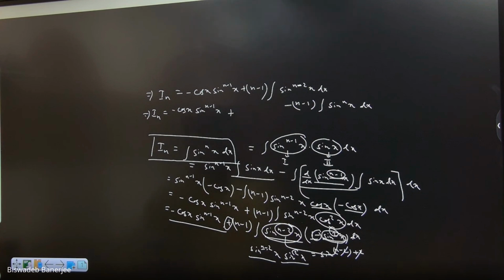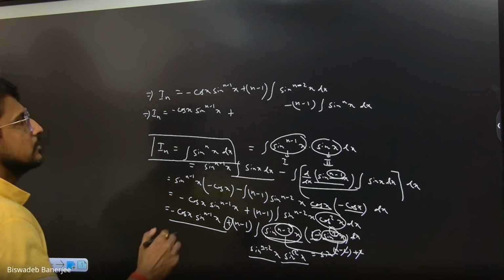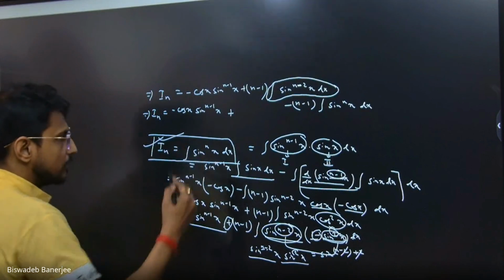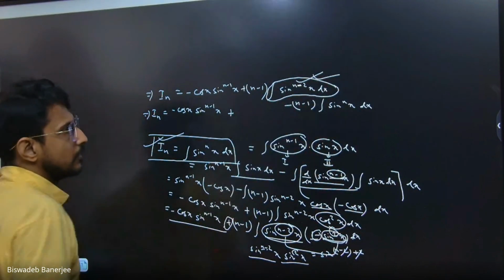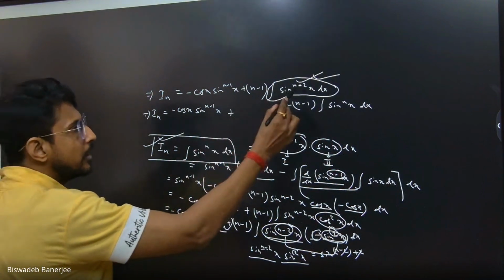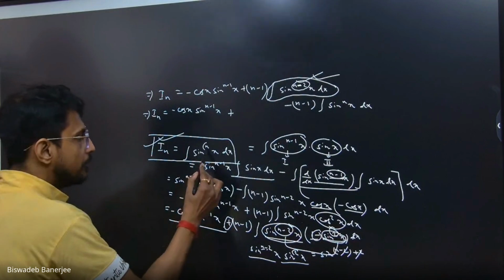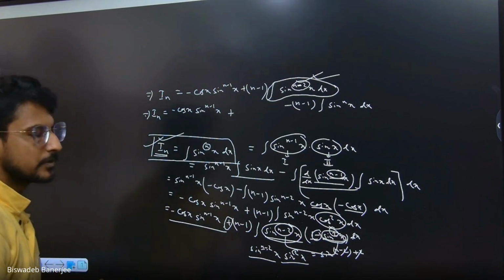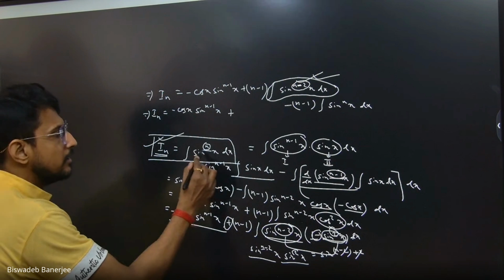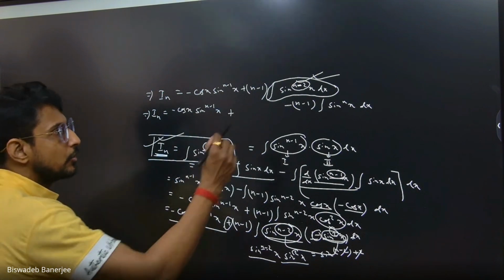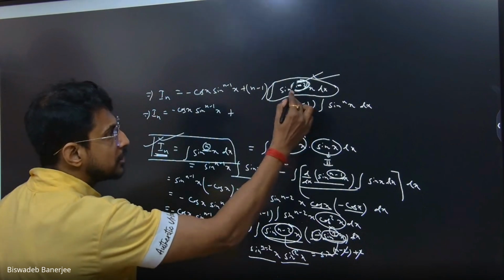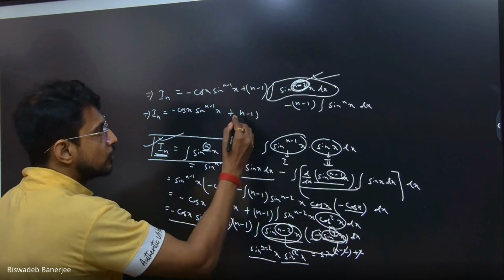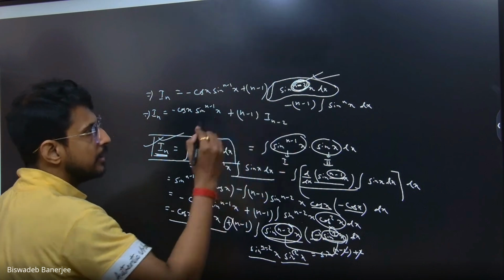Now, can you see that? Compare this with this. See that here my power is n minus 2 and here my power is n. If the power is n, this is said to be IN. So here my power is n minus 2, so this portion will be simply IN minus 2.